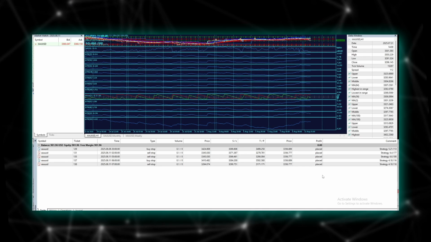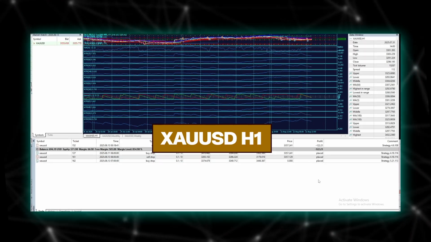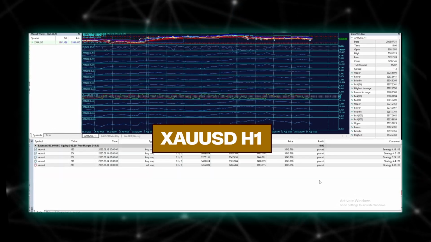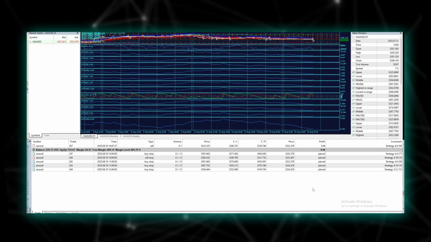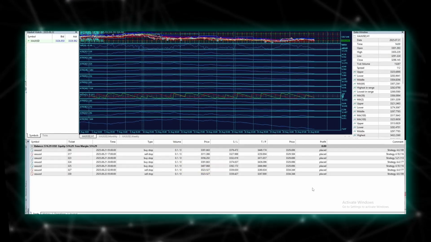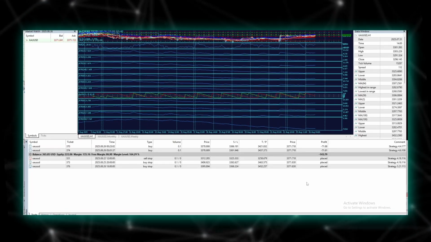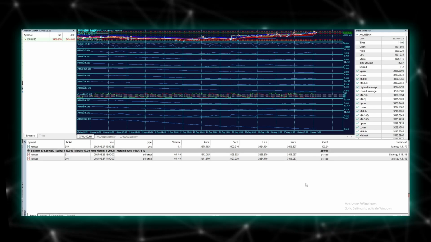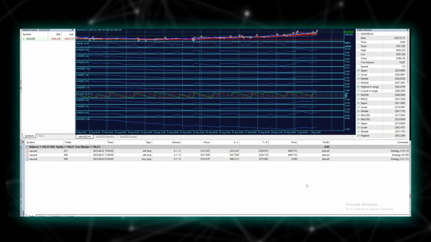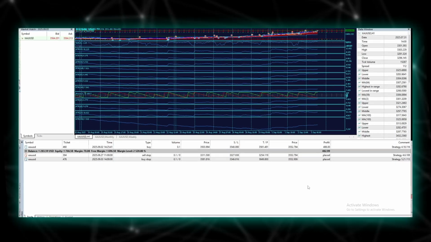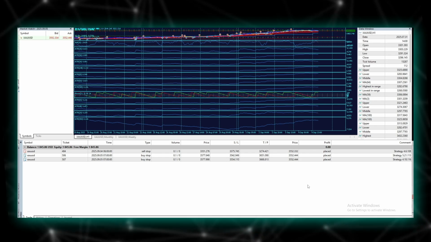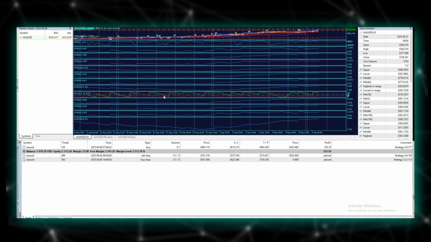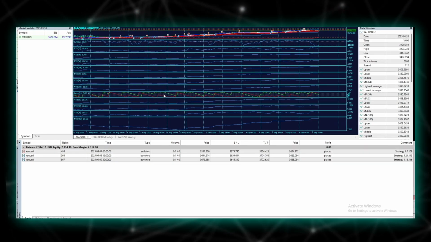Here we're running the EA on the XAUUSD H1 chart, with an 800 USD deposit and 1 to 500 leverage using the every tick model for accuracy. The EA executes multiple coordinated strategies, managing trades through dynamic stops, trailing logic, and adaptive filters. You can see smooth entries and exits as it reacts to market shifts in real time.